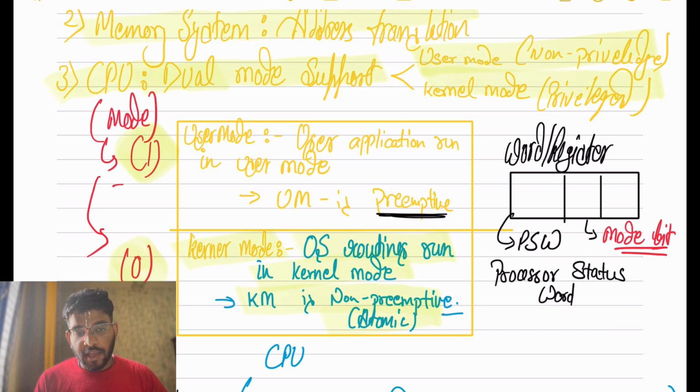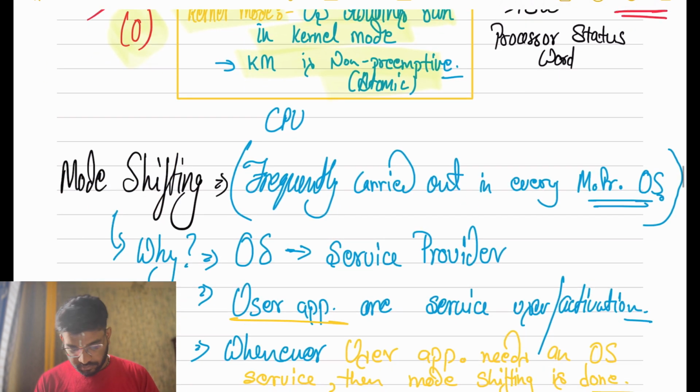Non-preemptive and atomic means if an instruction or a process is running in kernel mode, then it cannot be deallocated from the CPU. While in user mode, user applications run, and user applications are preemptive in nature. It means you can pause your movie and go and attend your phone call.